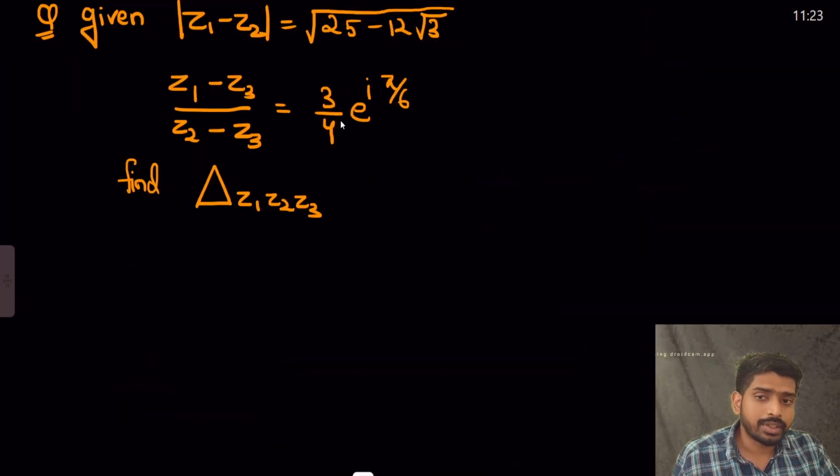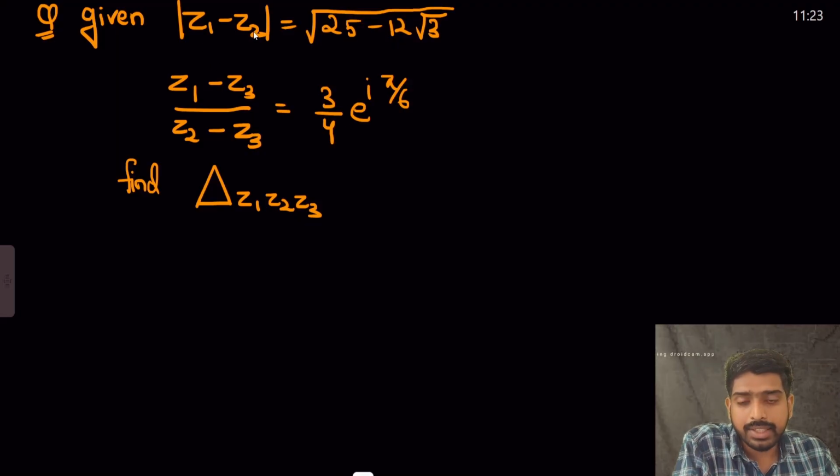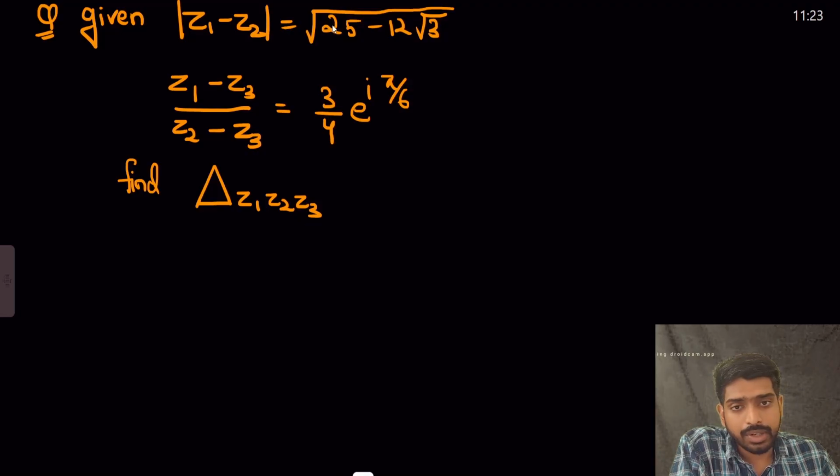In this question, they have given the magnitude of z1 minus z2 as under root of 25 minus 12 root 3. Here they gave the ratio of z1 minus z3 upon z2 minus z3 as 3 by 4 multiplied by e to the power iota pi by 6. Then they are asking to find the area of the triangle formed by z1, z2 and z3, right.